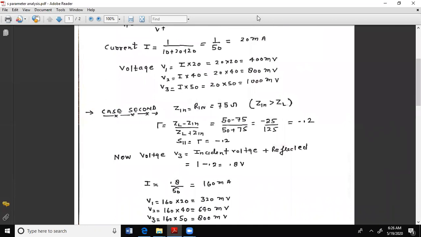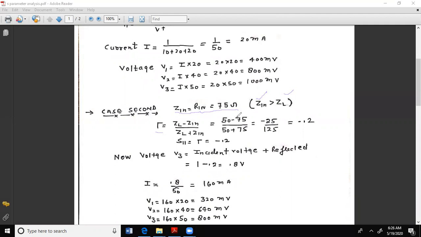Now in the second case, suppose we are taking the input impedance greater than the load impedance. This is 75. So this is the second case, where the input impedance, or the port impedance, is greater than the load impedance. Here the reflection coefficient is ZL minus Zn upon ZL plus Zn.